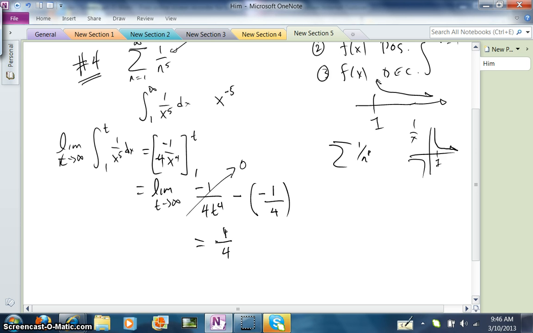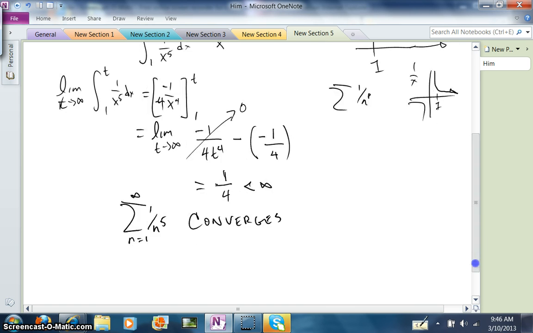And so in the terminology from section 7.8, when we did improper integrals, we said that since this was less than infinity, we said this converges. And so we can apply that same term to the series that we were interested in investigating. So that's how the integral test works.